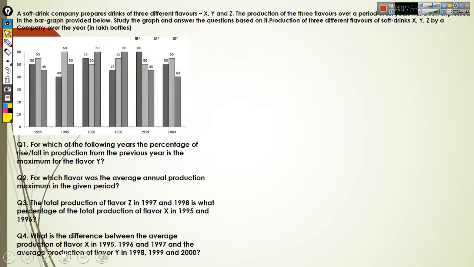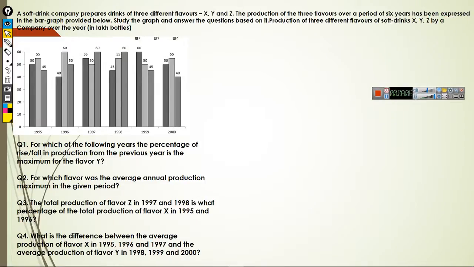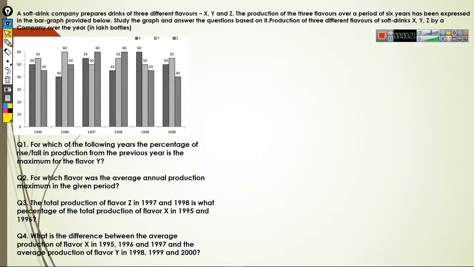Okay, let's see a question. This is a question which we will solve today. A soft drink company prepares drinks of three different flavors X, Y, and Z. The production of the three flavors over a period of 6 years has been expressed in the bar graph provided below. Study the graph and answer the questions based on it. Production of three different flavors of soft drinks X, Y, Z by a company over the years in lakh bottles. Okay, data in lakh bottles.